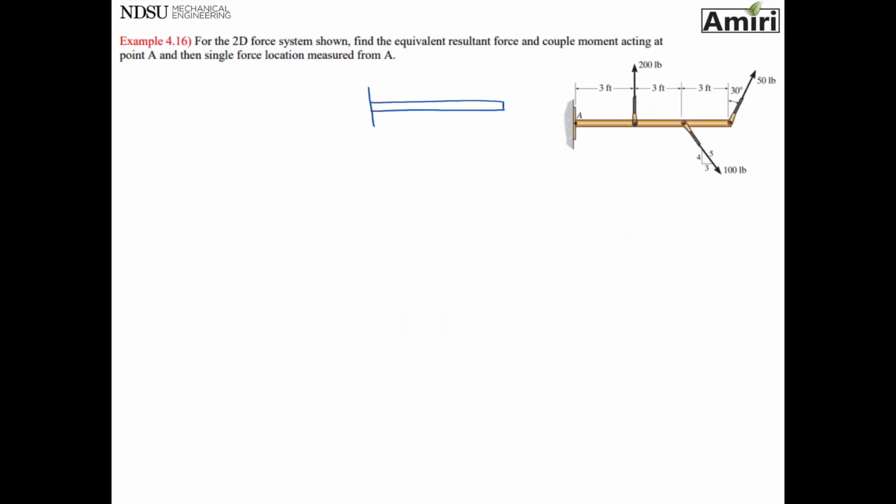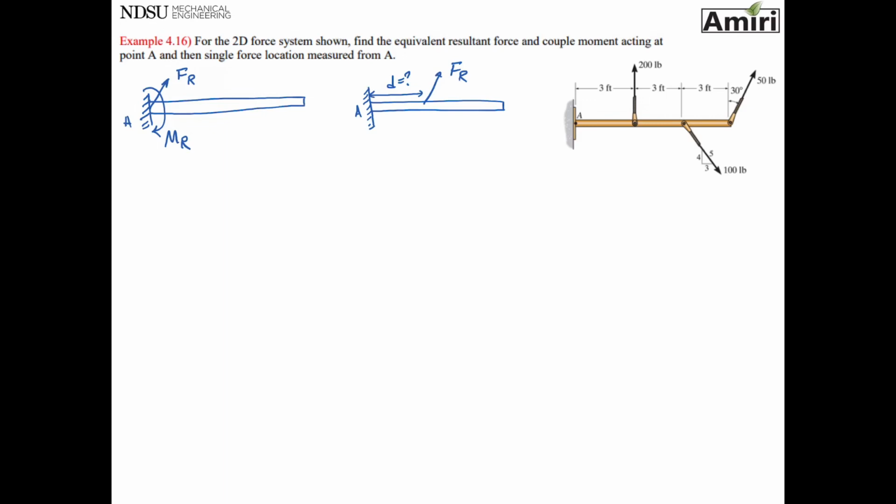So basically, this is my beam, this is my point A. Part 1 says a resultant force Fr and a resultant moment, and then later it says an Fr at a direction that I don't know and at a distance. Okay, so this is what the problem is asking us.